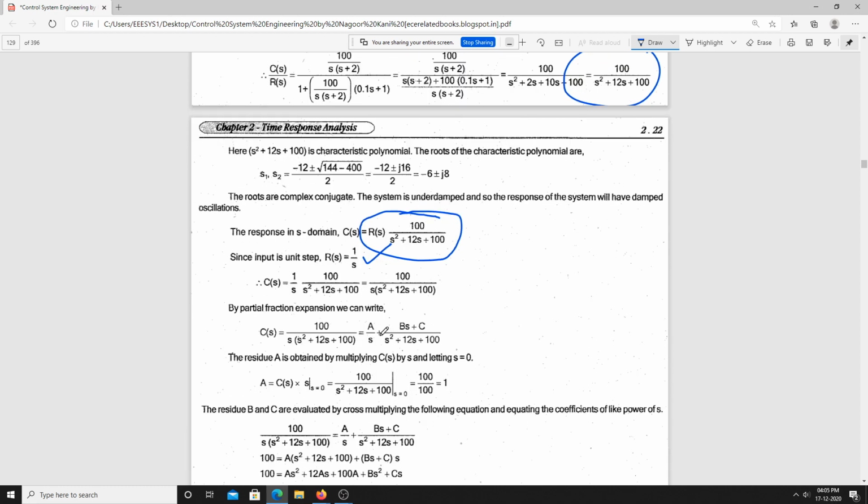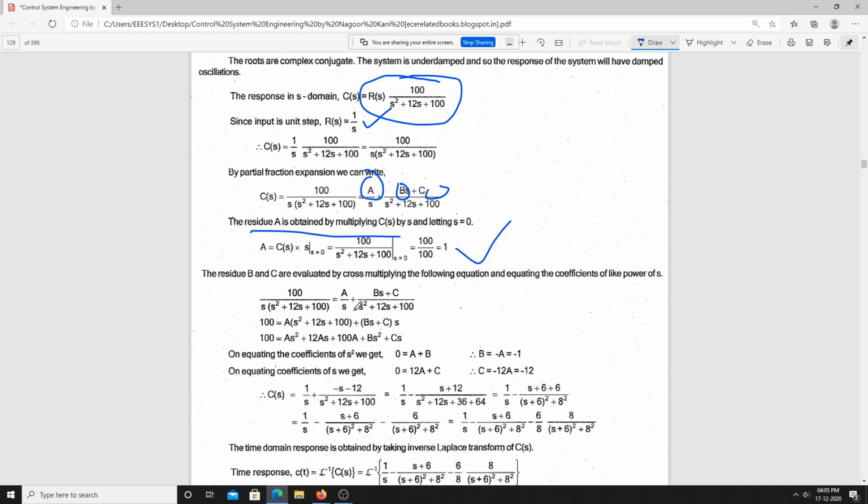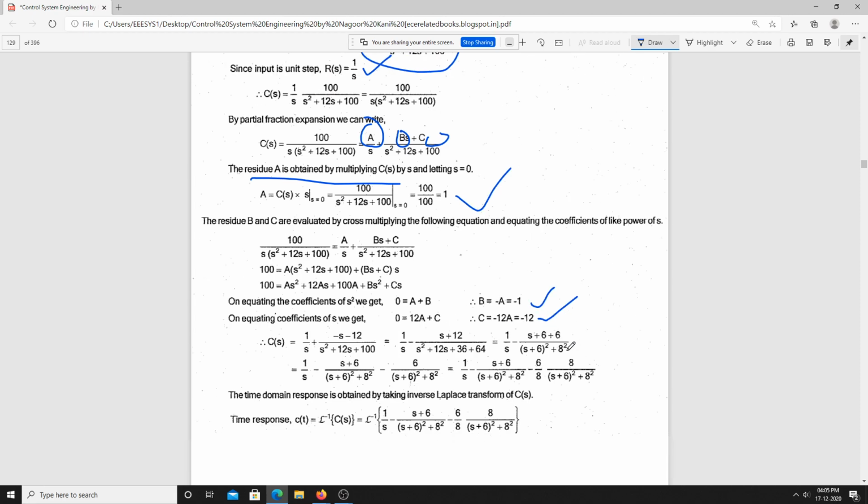So C of S is equal to 1 by S into 100 by S square plus 2LS plus 100. Now again by partial fraction expansion, we are supposed to find the unknown terms A, B and C. By solving this we get A equals 1, and by cross multiplication we can find B and C. B equals minus 1 and C equals minus 12.